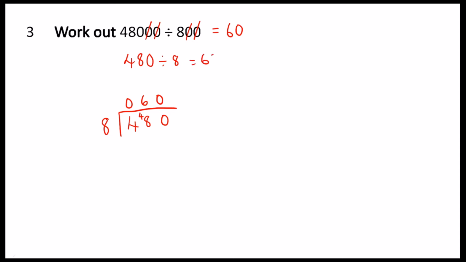So all I need to do now is work out the answer to 480 divided by 8. Whatever the answer to that is going to be the same as the original question. So I can use a bus stop if I'm unsure, put an 8 on the outside and 480 on the inside. 4 divided by 8 is 0, remainder 4. 48 divided by 8 is 6, and 0 divided by 8 is 0, giving me an answer of 60. So both of these are equivalent, they're both equal to 60.